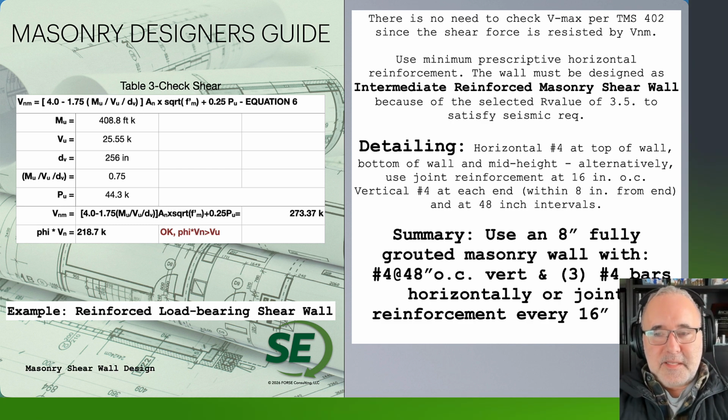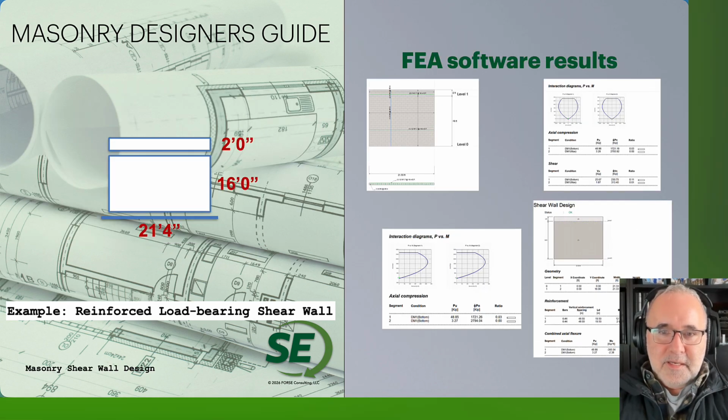So again, the detailing of the wall: we know that we have an 8-inch wall, number 4 at 48 inches on center, and 3 number 4 bars horizontally, or joint reinforcement at 16 inches on center, would work just fine for that design. Now, what we can also do is look at a wall like this in the different software programs that are available.